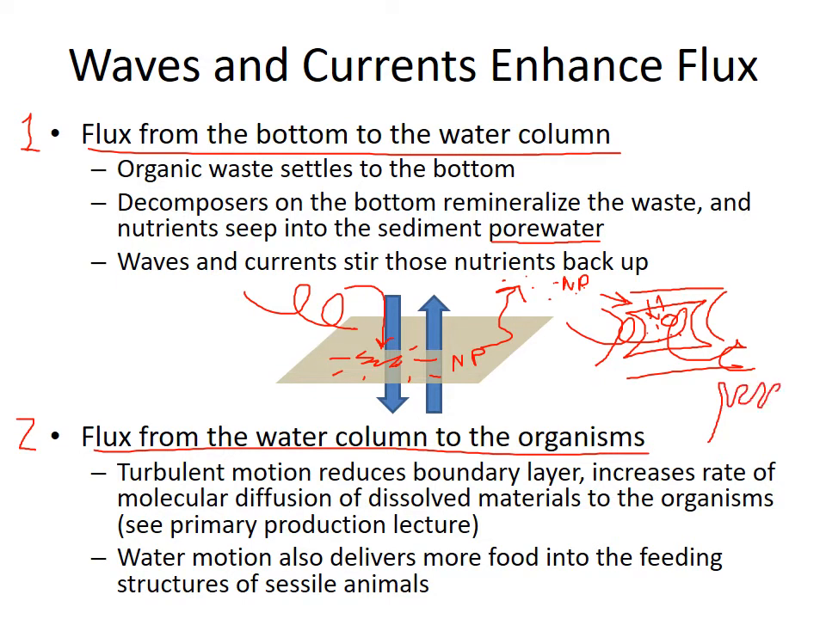So a sea anemone is relatively easy to draw. It's just sort of a little trapezoid with tentacles on the top. So water motion can help deliver particles of food into the tentacles of a sessile organism, increasing the flux of food particles from the water column into the feeding apparatus of this organism.